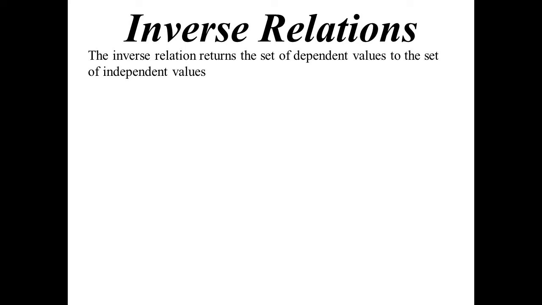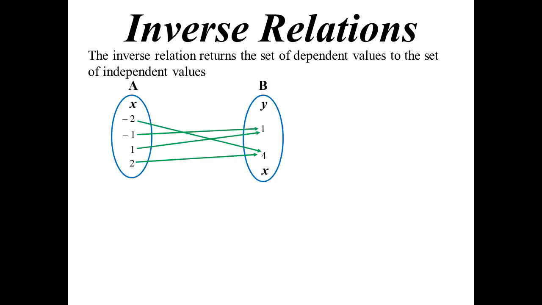We're going to talk about inverse relations first of all. So an inverse relation basically returns the dependent values back to the independent values. It goes back the other way. So here's two sets, A and B.